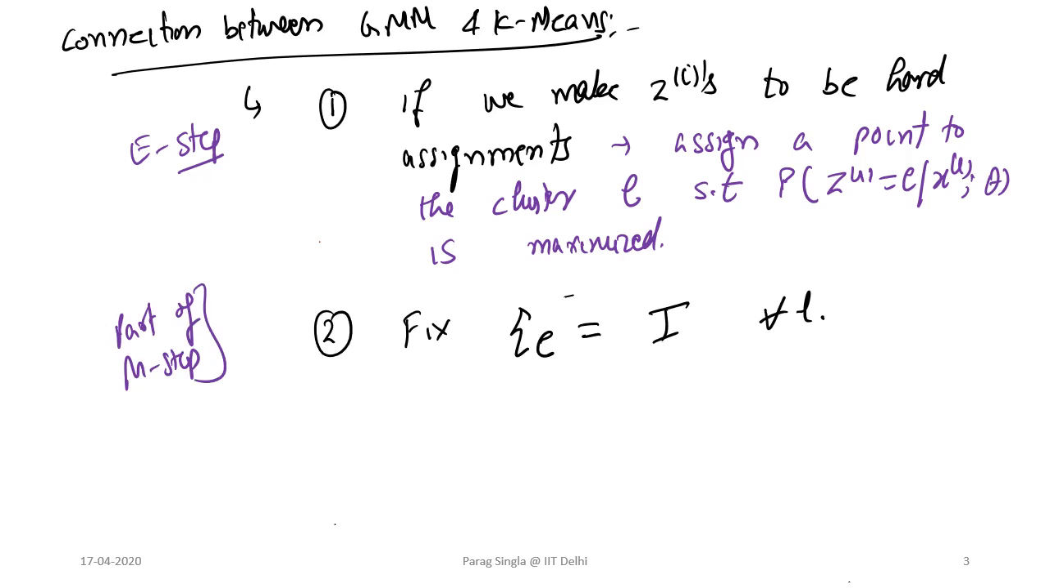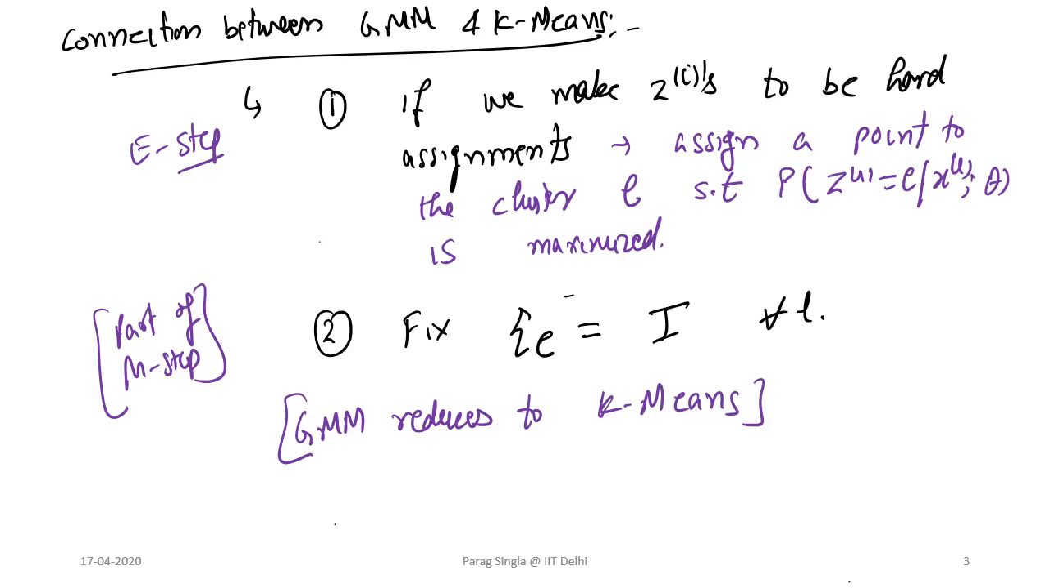In some sense, we are not even estimating the sigma L, the covariance matrices. We are just fixing them to I. So if we make these two assumptions, then we can show that GMM reduces to our plain old k-means. This is homework for you to prove, and it is not very difficult, so I encourage you to go back and think about why this is the case.